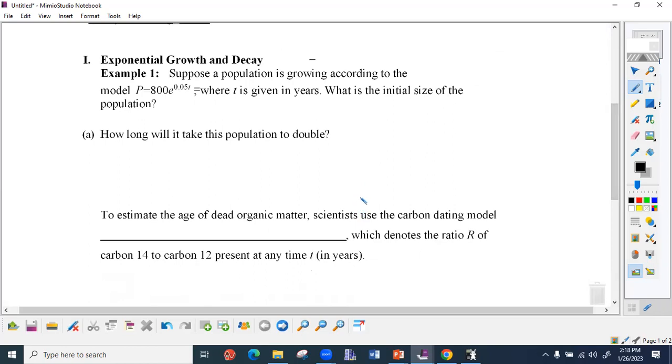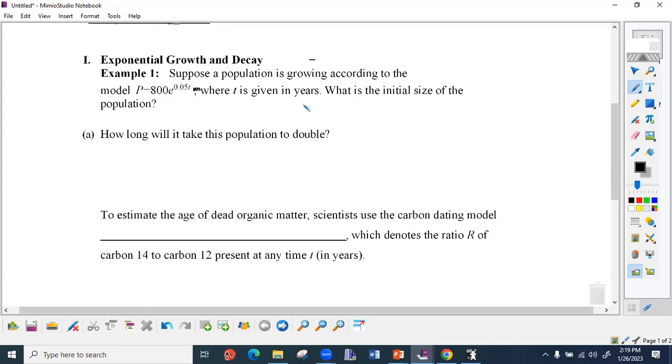If you have an exponential growth and decay model, they usually start off with some type of population that is growing or declining. So it says, suppose the population is growing according to the model P equals 800 times e to the 1/500 t, where t is given in years. What is the initial size of the population? And then we're going to figure out how long it will take this population to double.